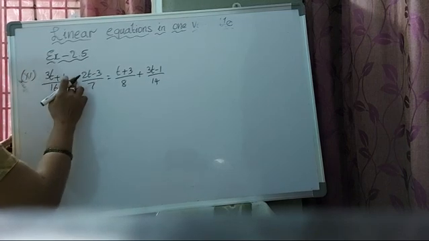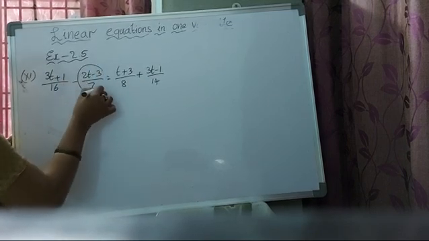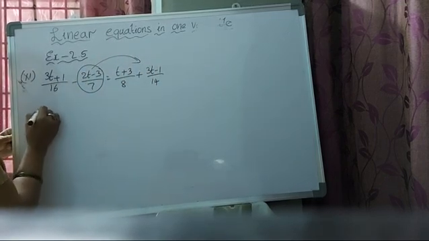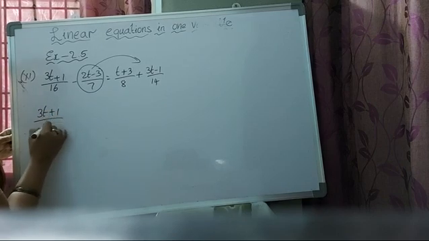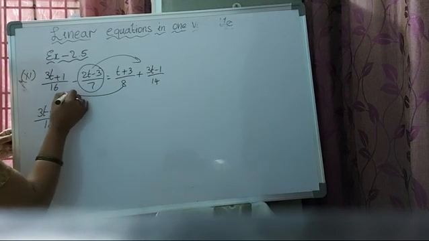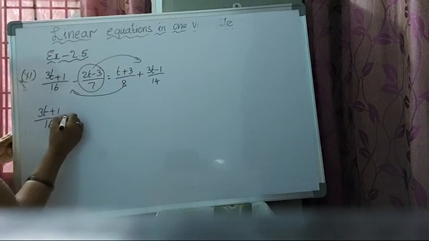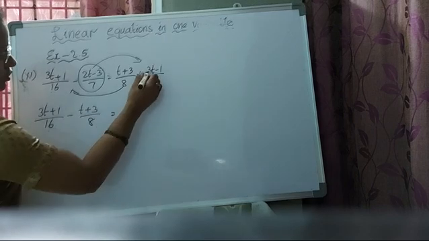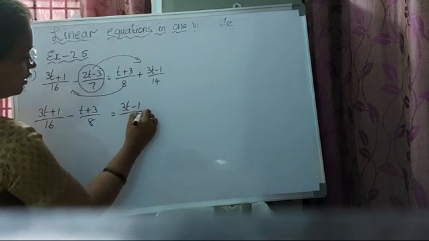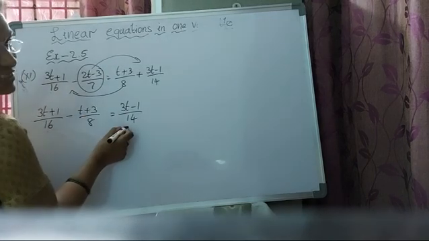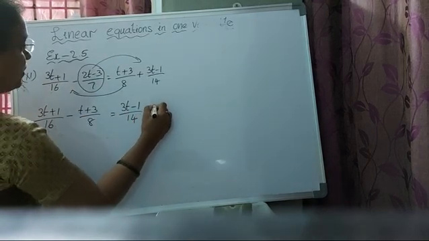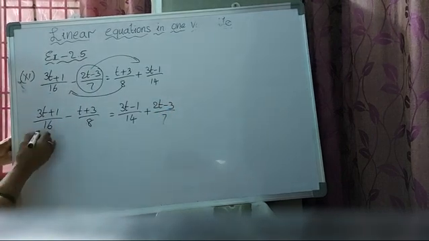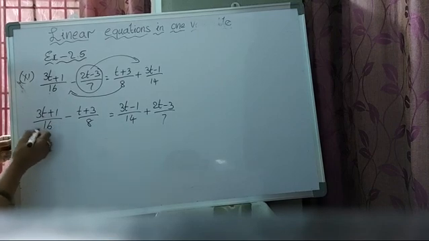Otherwise, better. You take this (2t minus 3) by 7 to the right hand side, it becomes plus, and you take (3t plus 1) by 16 to the left hand side, because 16, 8, it's very easy. Minus (t plus 3) by 8 is equal to (3t minus 1) by 14 plus (2t minus 3) by 7. 7, 14, LCM is very easy. That's why I am taking. Now what is the LCM for this one? If you find LCM also, you will get 16 only.